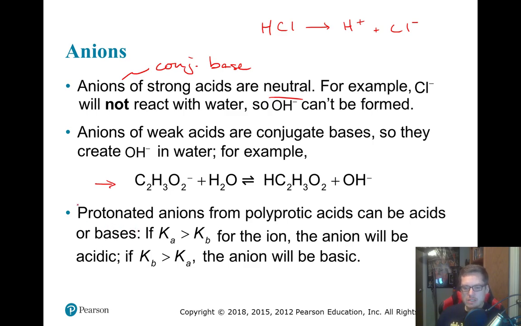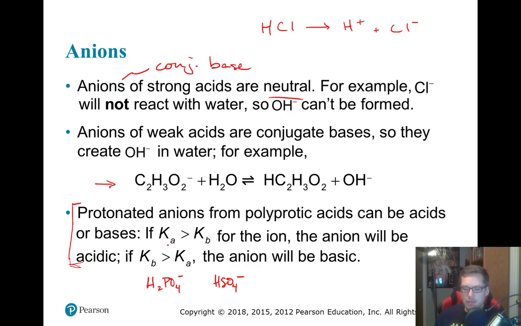And then the last case is probably the most complicated: if your anion is protonated. That means it has hydrogens and it's negatively charged, something like H2PO4 minus or HSO4 minus. It's a protonated anion because it's got that acidic hydrogen, but it's also got that negative charge. So if you have a protonated anion, then it can be acidic or basic, and this is where life gets a little more exciting.